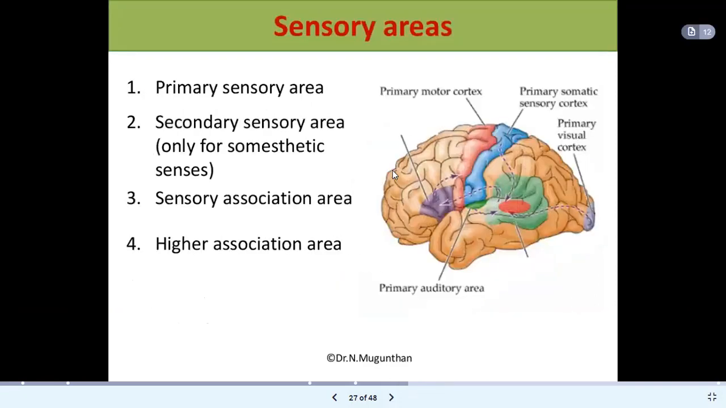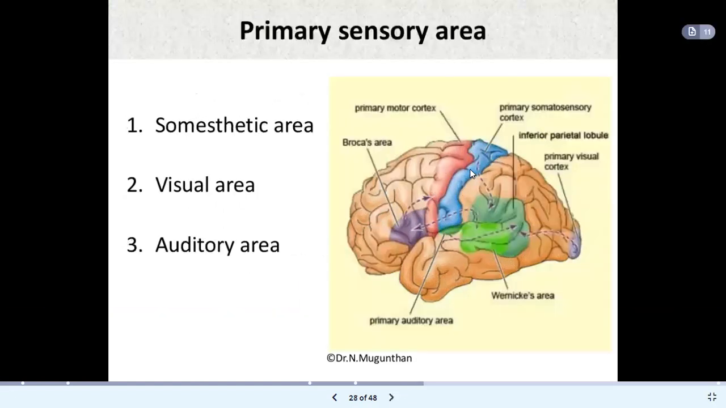Once we are done with the frontal lobe, now let us go to the parietal lobe and see the functional areas there. In the sensory area, we have the post-central gyrus. We have the primary sensory area, then the secondary sensory area, then sensory association and higher association areas. Coming to the primary sensory area, here we have the somesthetic area, visual area and auditory area.